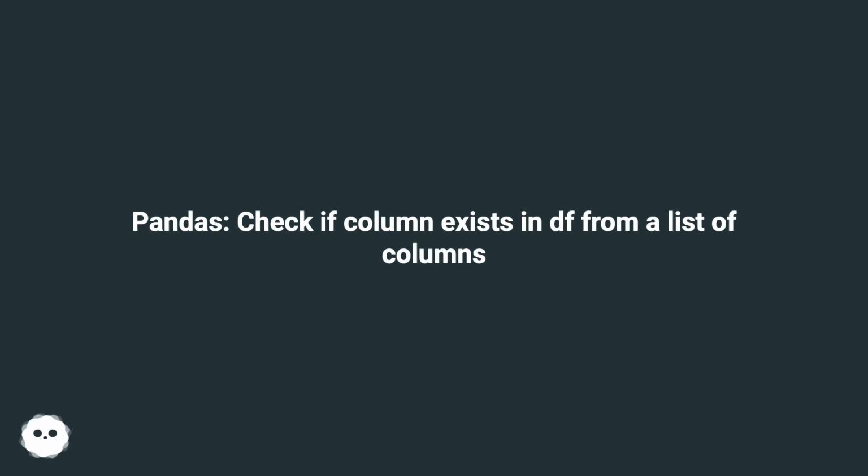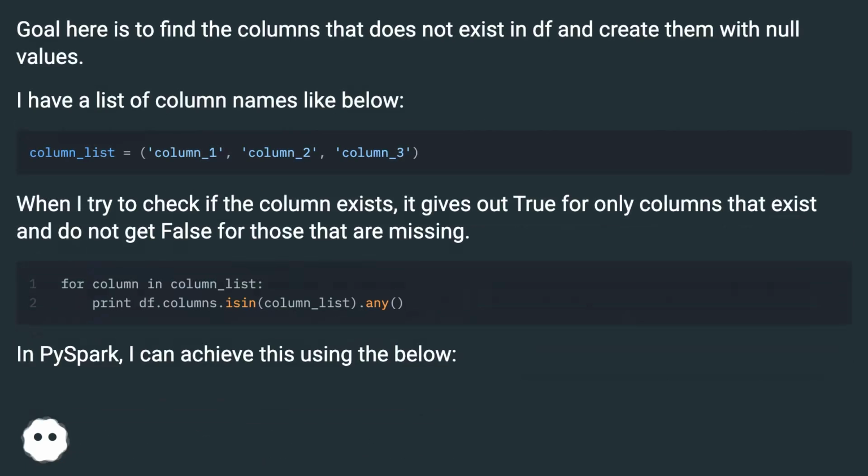Pandas, check if column exists in df from a list of columns. Goal here is to find the columns that do not exist in df and create them with null values. I have a list of column names like below.